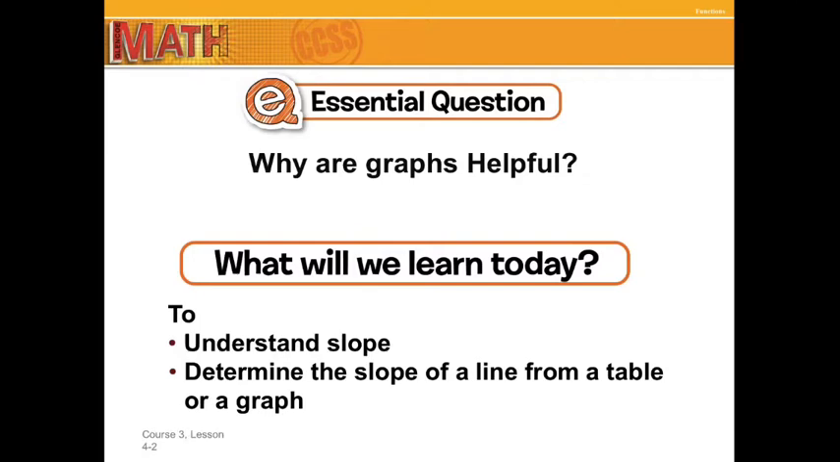Okay, our question: why are graphs helpful? I'm going to try to figure out why having a graph of an equation is helpful to determine answers to our questions, figure out what the slope is. And what you're going to learn today is you will understand slope by the time you're done, and you will be able to determine the slope of a line from a table or a graph.